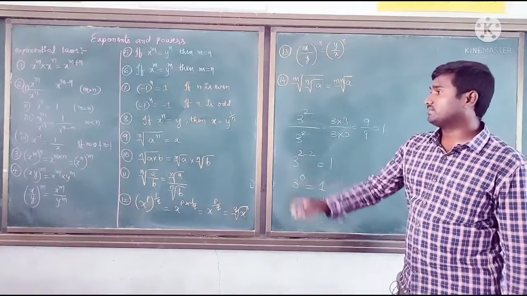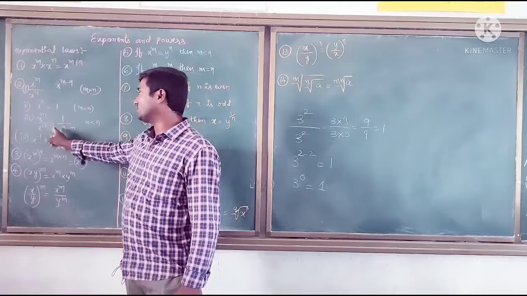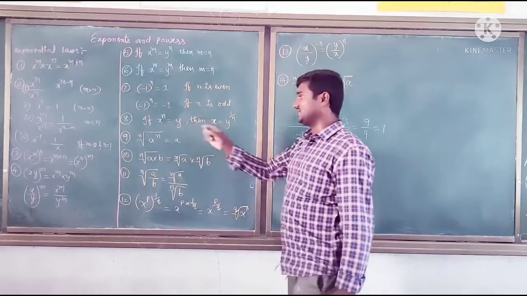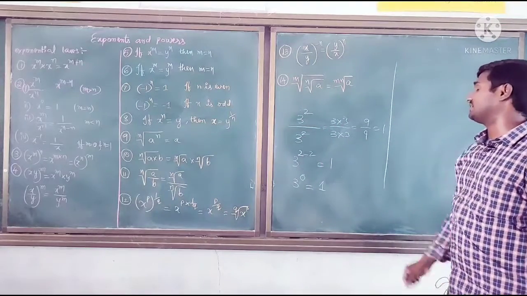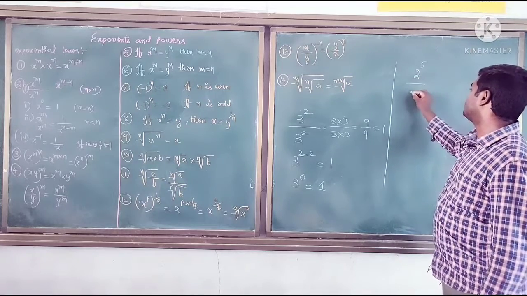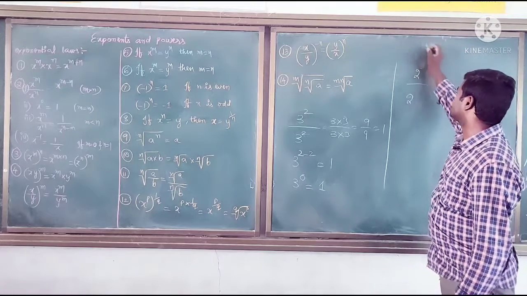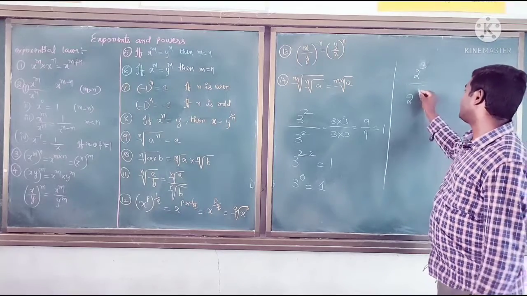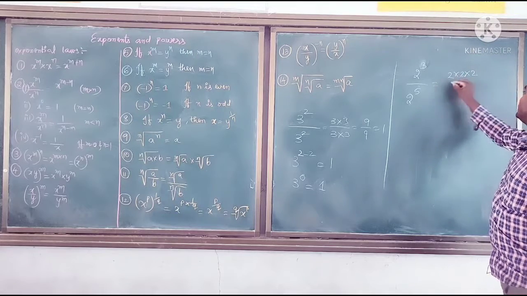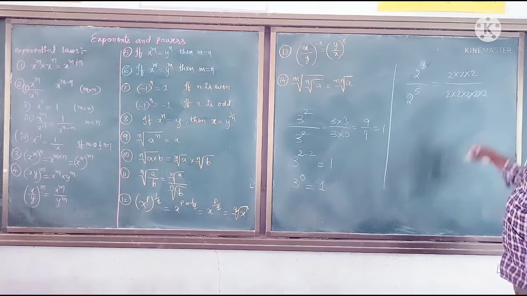Next, case number 3: x power m by x power n is equal to 1 by x power n minus m, where m is less than n. So what is that case? Let us see here. If m is less than n, let us take 2 power 3 by 2 power 5. This we can write as 2 into 2 into 2 by 2 into 2 into 2 into 2 into 2, 5 times. We are multiplying 5 times.